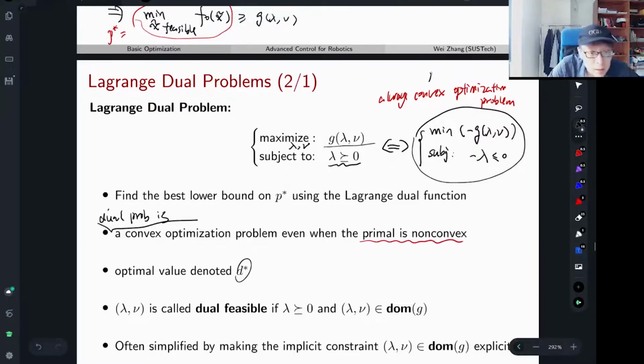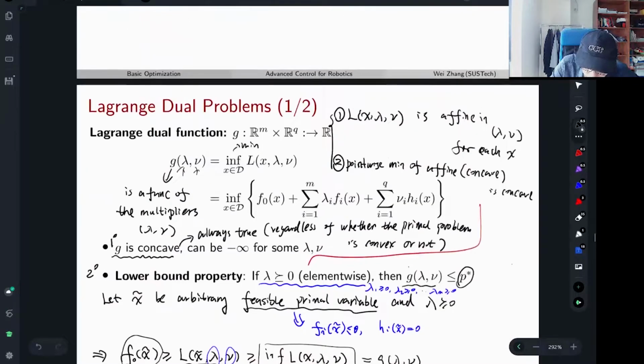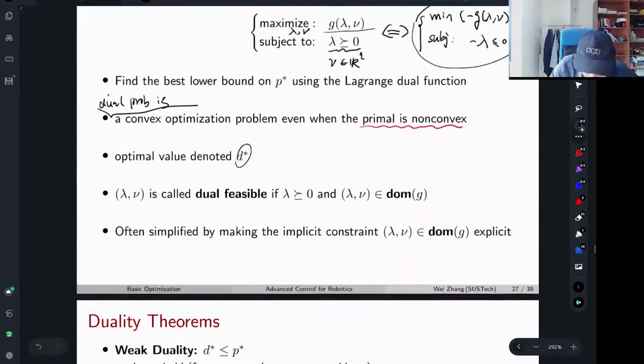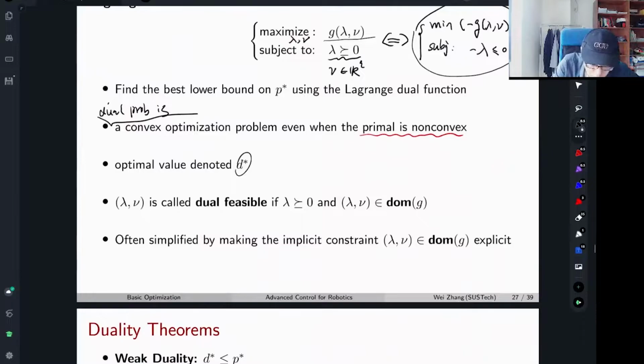This part is optimized over the variables lambda and nu, and nu has no constraints. Let's say nu belongs to R^q, since we have q equality constraints, so nu has dimension q. Lambda and nu are called dual feasible if the lambda part is bigger or equal to 0. That's our requirement.